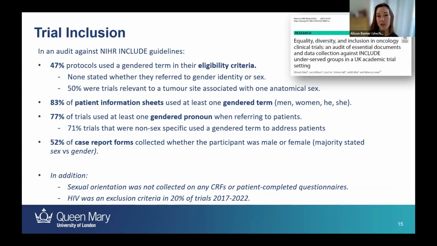There were lots of gendered terms in patient information sheets and in the ways that patients were referred to, which can be incredibly off-putting. And actually, case report forms very rarely collected sex and gender separately. In addition, HIV was a major exclusion criterion, particularly in the earlier trials, but even in trials conducted up until 2022, which is really important when we consider the data that we've seen earlier, that trans individuals, particularly trans women, may have a higher rate of HIV.